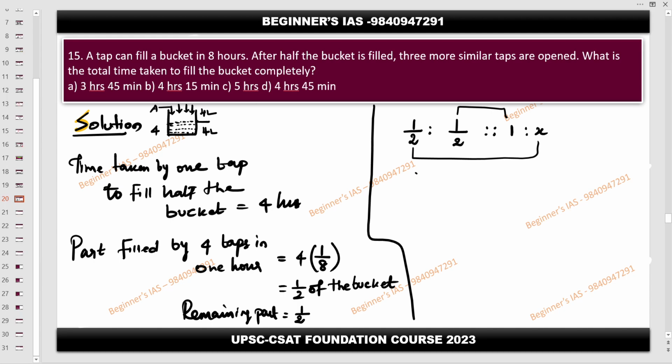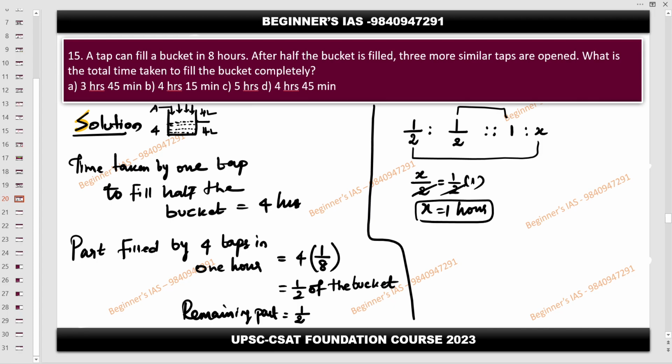So 1 by 2 into x is nothing but x by 2. So which is equal to, so product of the means is nothing but the center part. Okay, the product of the extremes is nothing but these corners. Okay, so which is equal to 1 by 2 into 1, both the denominators cancel, then x is equal to 1 hour. So now the x is nothing but the time to fill the remaining part.